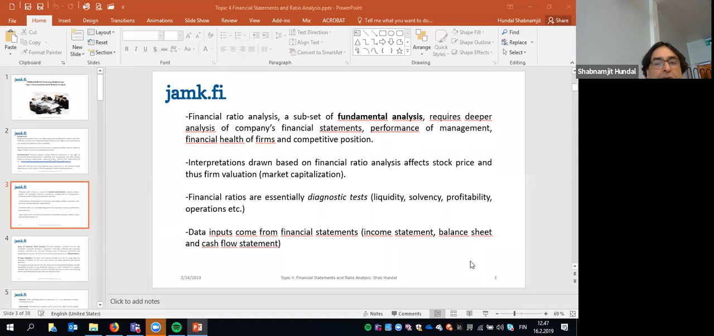basically the financial ratio analyses are diagnostic tests. When you do the past analysis of financial data, you are actually diagnosing the patient.